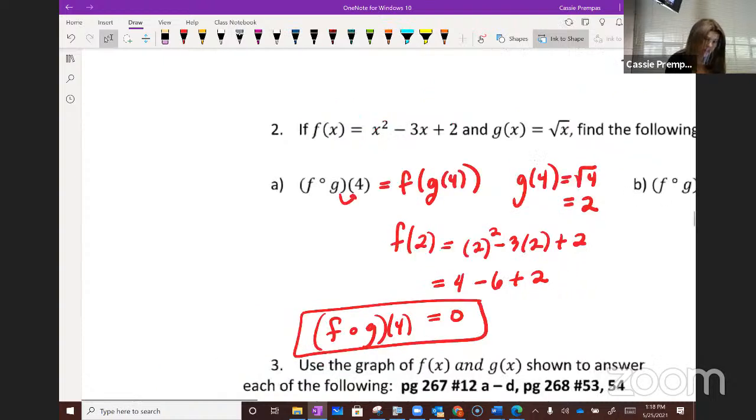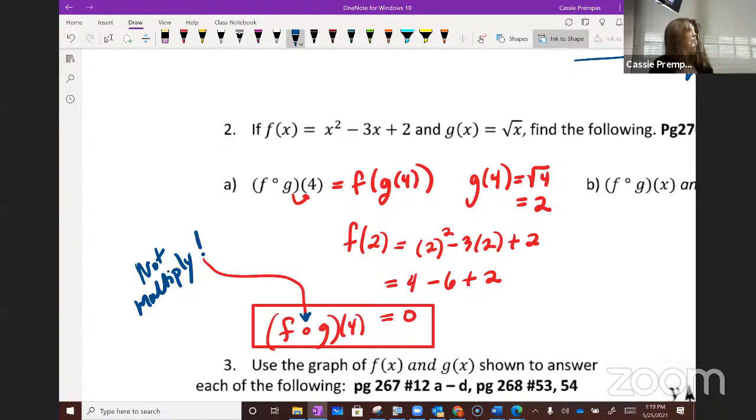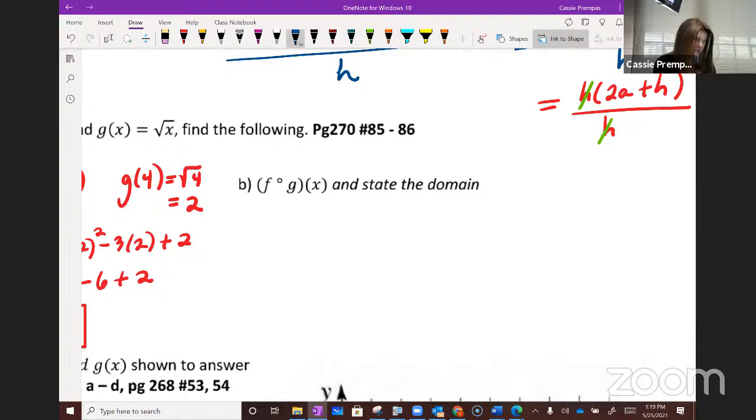One thing to make sure that you make note of, this little O symbol does not mean multiply. Not multiply. That's a common mistake that typically occurs when we first see the symbol because it looks like the times symbol, but because it has a little space inside, it's represented as "of," or something inside of something. All right, letter B. Evaluate f of g of x and state the domain.